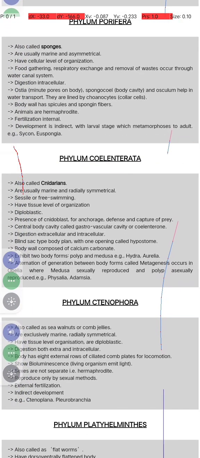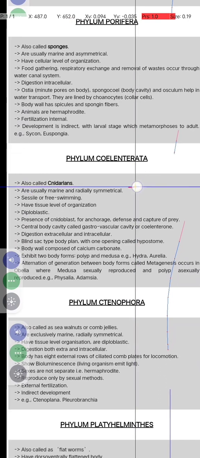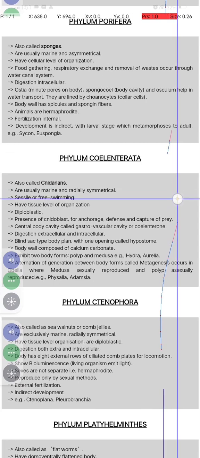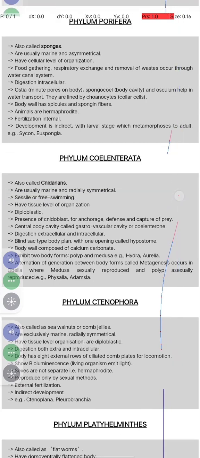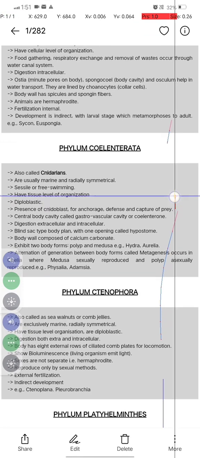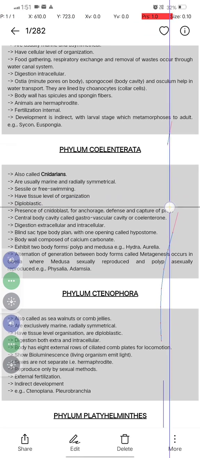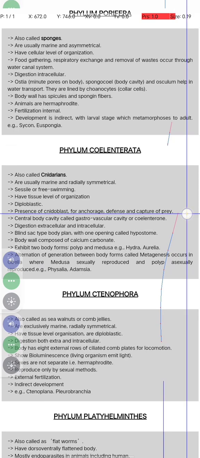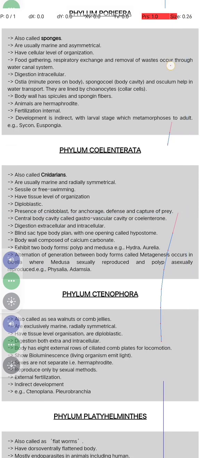And the phylum Coelenterata, also called Cnidaria, are usually marine and radially symmetrical, sessile or free swimming, with a tissue level of organization, diploblastic, and the presence of cnidoblasts or cnidocytes for anchorage, defense and the capture of prey.